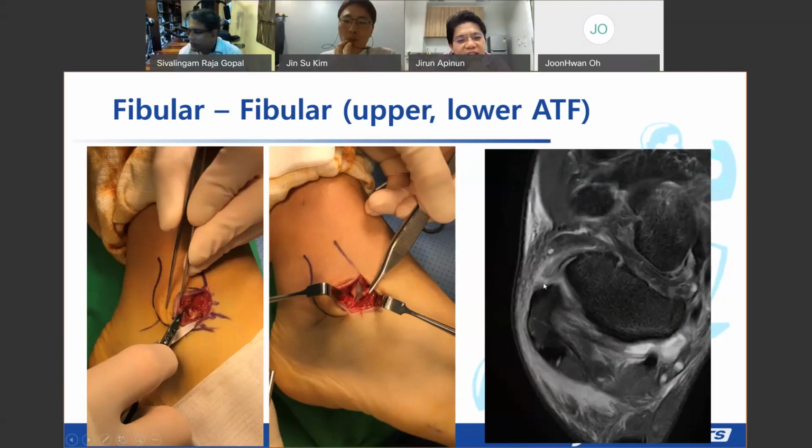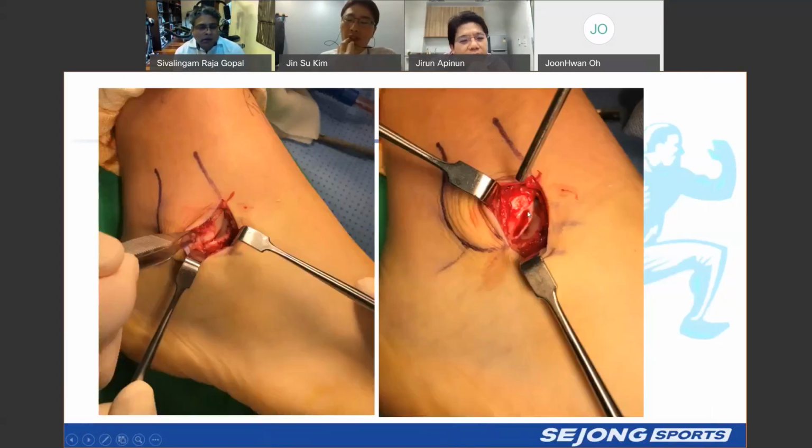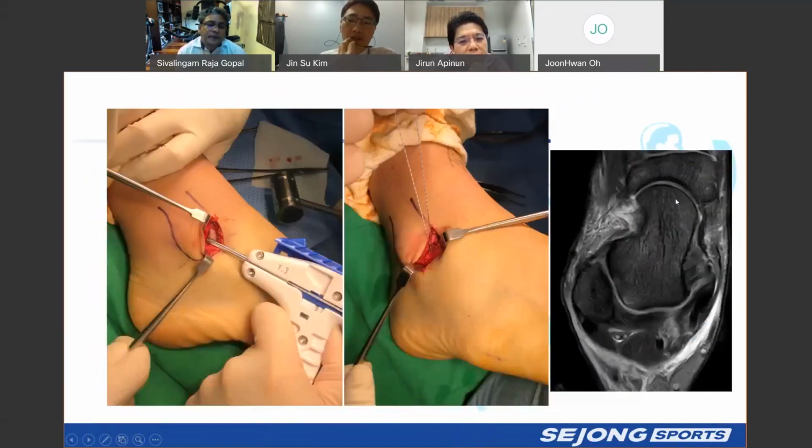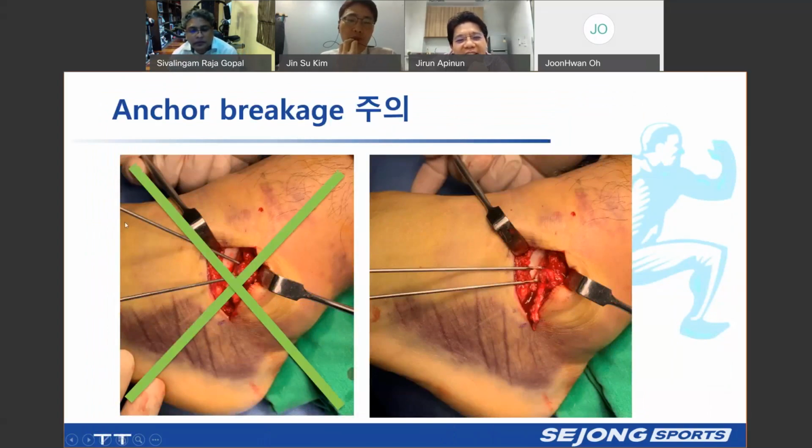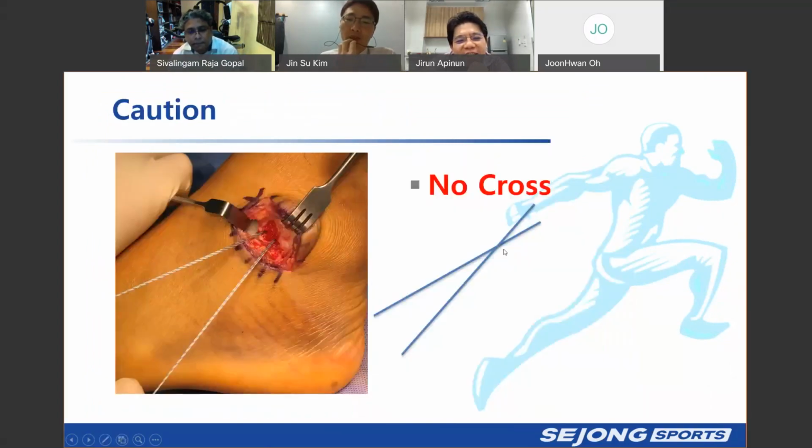The inferior ATFL and the CFL complex are torn from the fibula side. It's very easy, just decortication and using two sutures for fixation, and then we can see it's very well reconstructed, the ATFL on the fibula side. And at this time, we prepare for the anchor breakage. If you don't make this cross, you should use parallel fixation. If you cross, sometimes the anchor is broken.